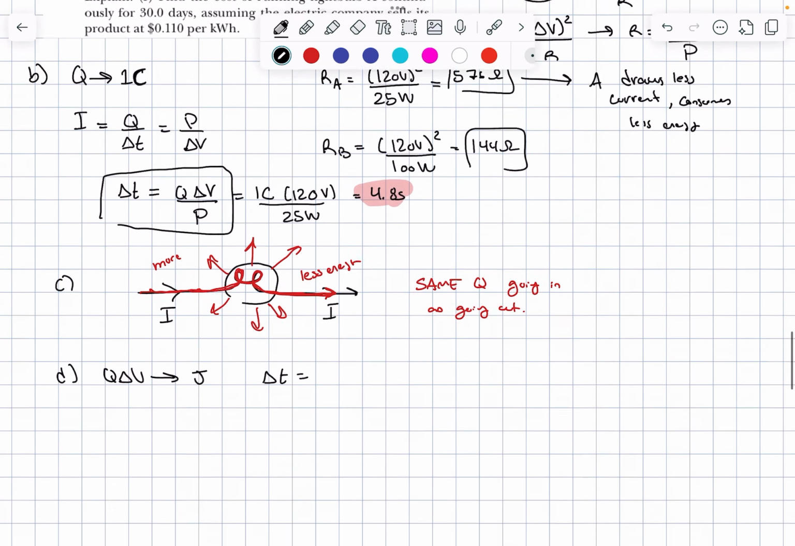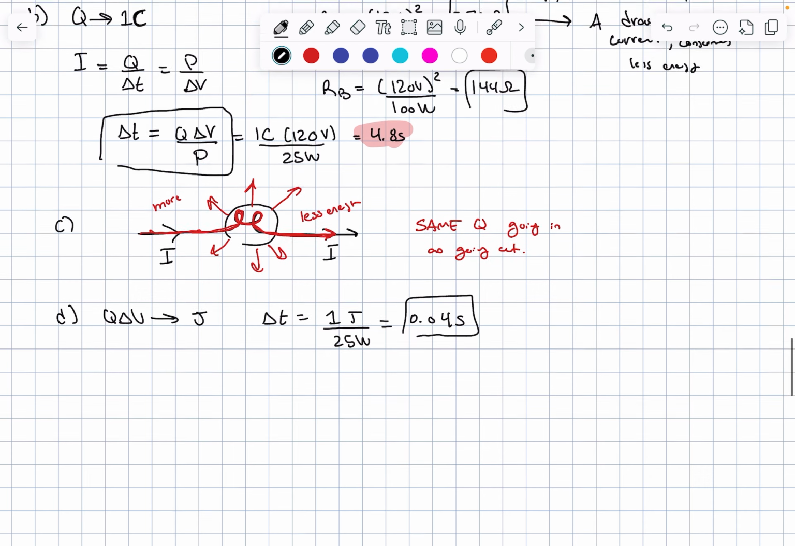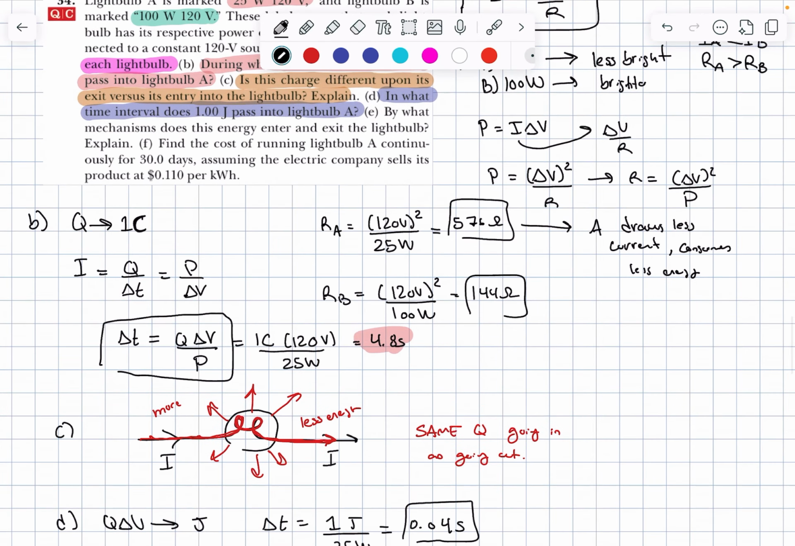So that means delta T is equal to, well, what does it say it is? It says we have 1 joule divided by the power, 25 watts. So 1 divided by 25 is 0.04 seconds. So it takes 0.04 seconds for 1 joule to enter into our light bulb, or pass into our light bulb.